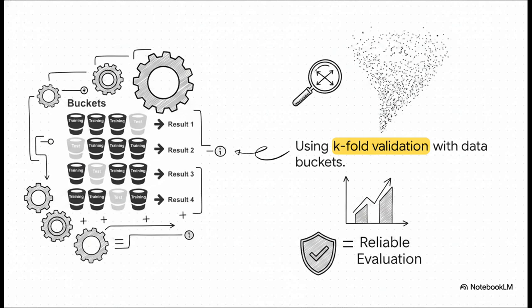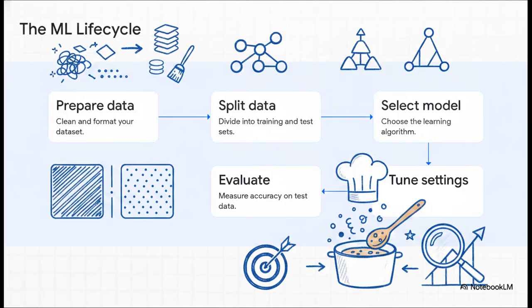This completely maximizes our data usage and gives us a highly reliable evaluation of our hyperparameters. It's a real game changer. This whole process gives us an incredibly robust, step-by-step machine learning lifecycle. You prepare and clean your data, you split it or set up your cross-validation buckets, you select your algorithm, you tune those hyperparameters, and finally, you evaluate the performance.